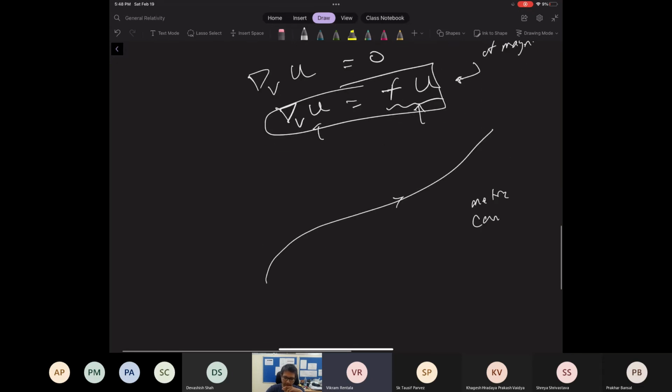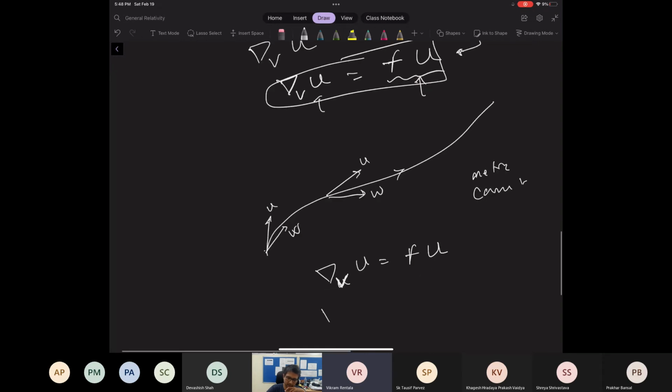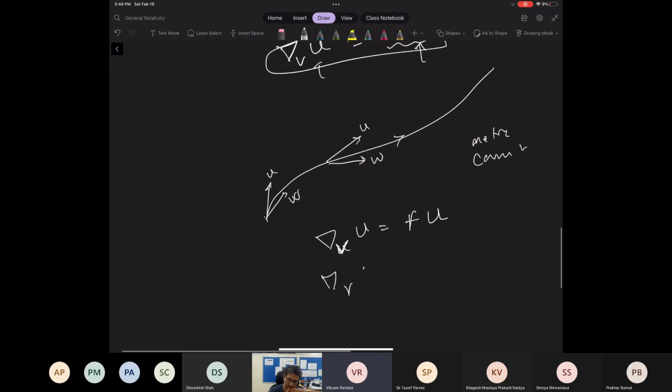Now, if we go to a metric connection, by definition we're saying that if I have two vectors u and w, and I parallel transport them along this curve, that is, u satisfies some equation like this, f u, and w satisfies some equation like this, grad_v w equals g.